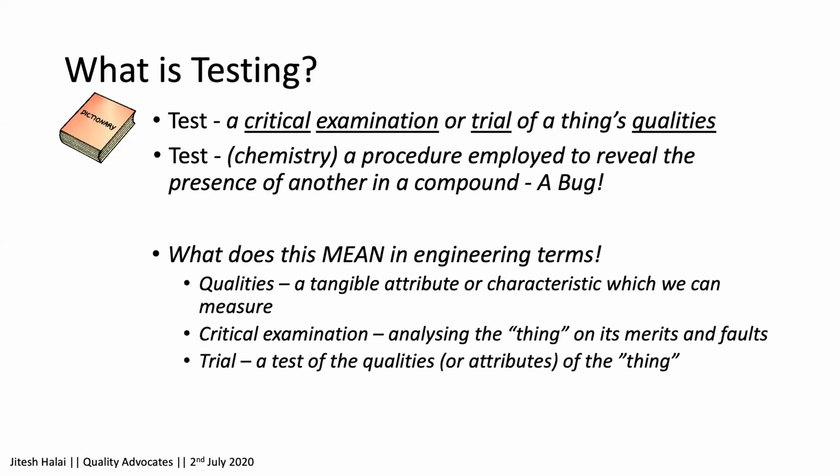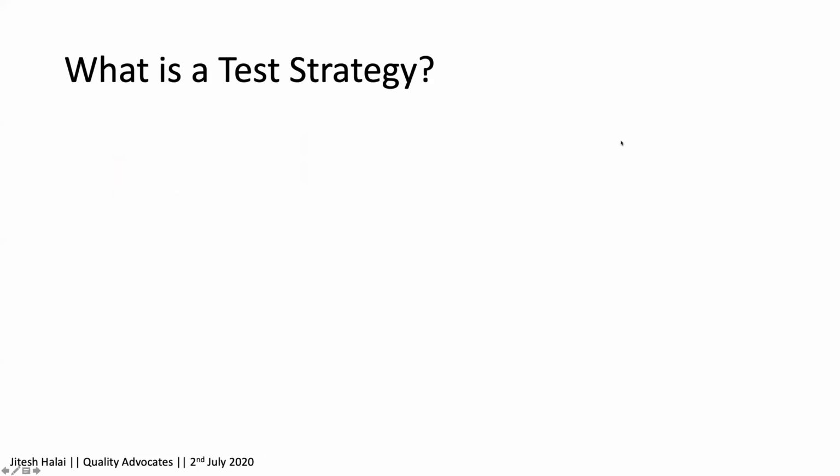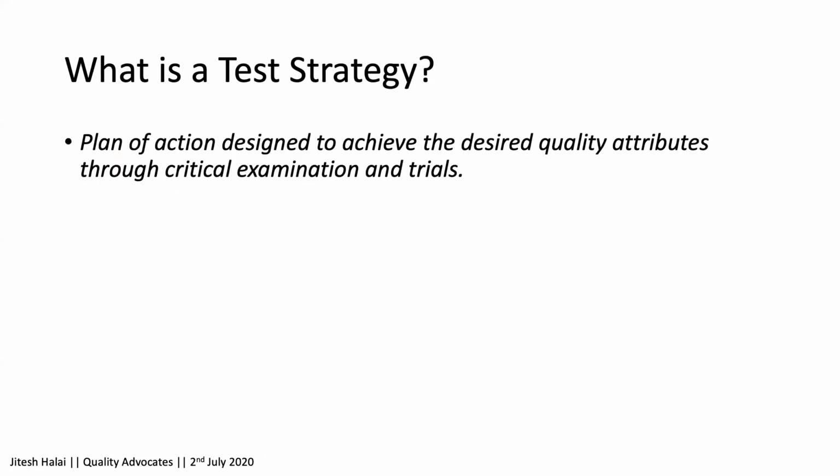So now, let me bring this together in terms of what is a test strategy. I see this as a plan of action designed to achieve the desired quality attributes through critical examination and trials. And ultimately, that encapsulates what I'm going to talk about today. What is our plan of action that will help us achieve a certain level of quality? And have you even articulated what that level of quality is? And then once you've done that, what are the critical examinations that we're going to do? Whether it's through the pipeline, whether it's manual, whether it's automated, what is it that we're going to do critically, and what trials are we going to put that software through, which will help us measure the desired qualities?